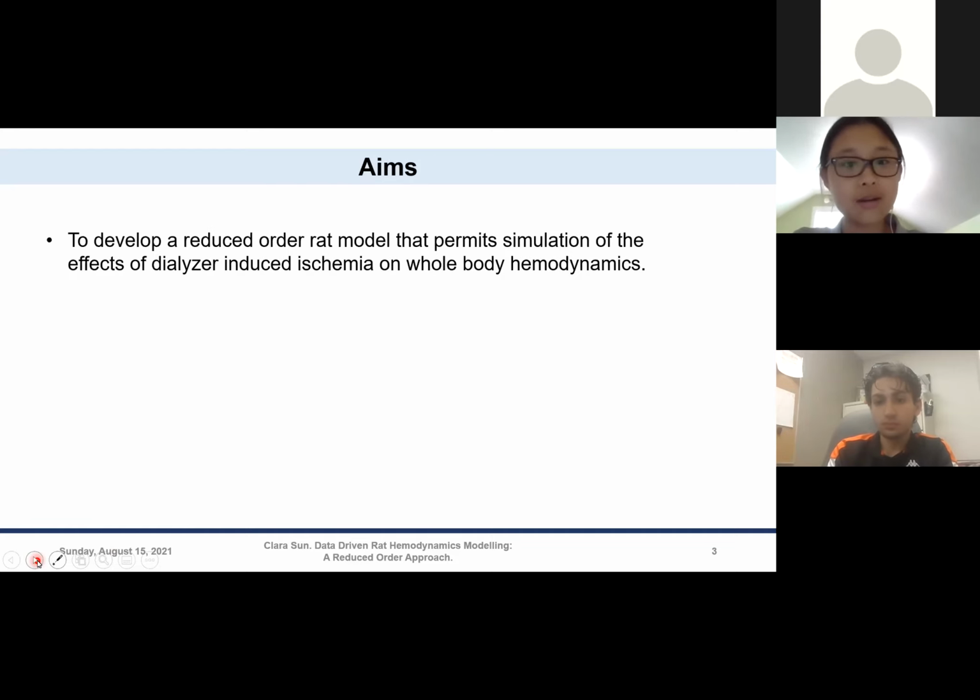So the first aim of this work is to develop a reduced order rat model that permits the simulation of dialyzer-induced ischemia on the whole body and whole body hemodynamics specifically. Our goal is to develop a hemodynamic mathematical model of whole rat circulation coupled to a representative dialysis machine, and this can be used to inform future clinical data interpretations. And concepts relevant to this, such as reduced order modeling and hemodynamics, will be discussed further in the subsequent slides.